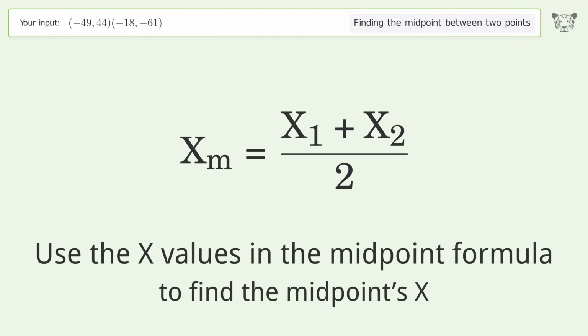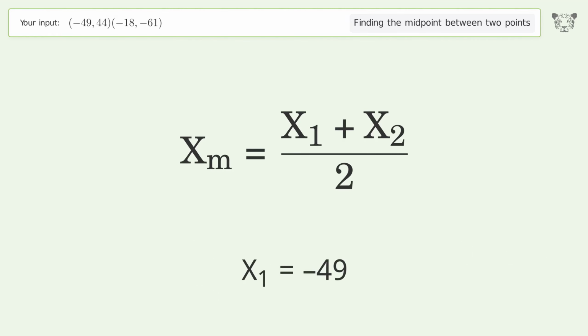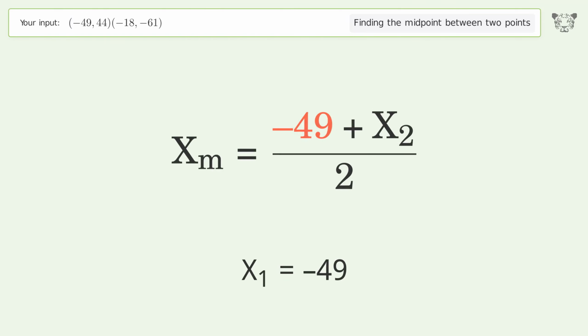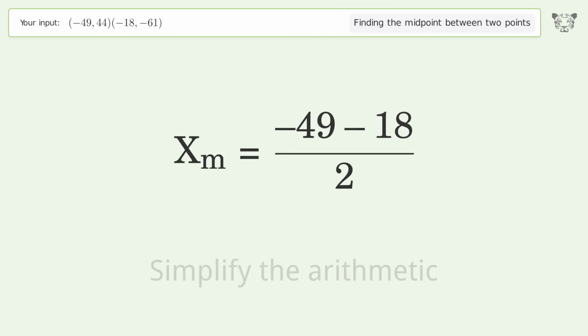Use the x values in the midpoint formula to find the midpoint's x. x1 equals negative 49. x2 equals negative 18. Simplify the arithmetic.